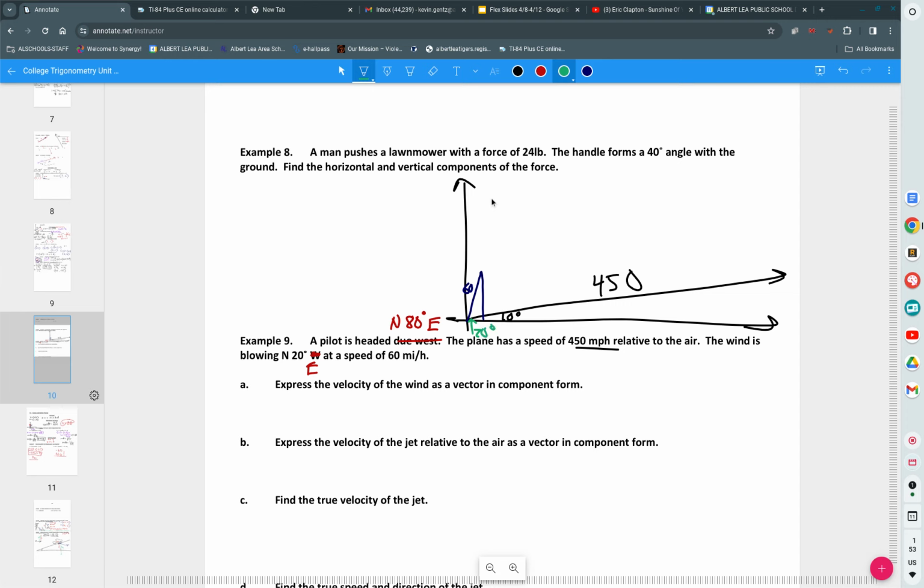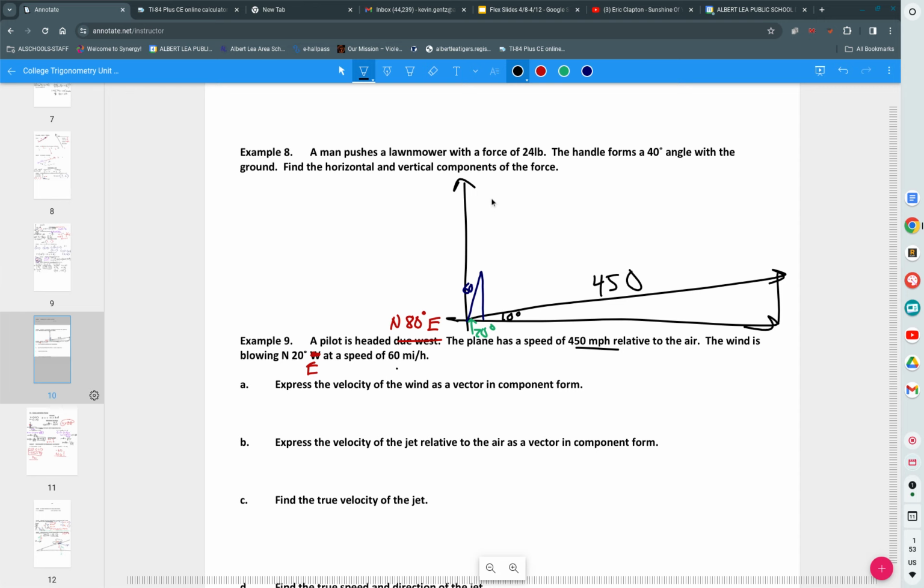Wait, so why is that triangle there? This one? Yeah. So that's representing the wind. Okay. And then this one over here, I didn't make it a triangle yet, but that's going to represent the plane. And 60 is the length of the hypotenuse, because that's the speed of the wind. And 450 is the length of this hypotenuse because it's the speed of the plane. Okay.